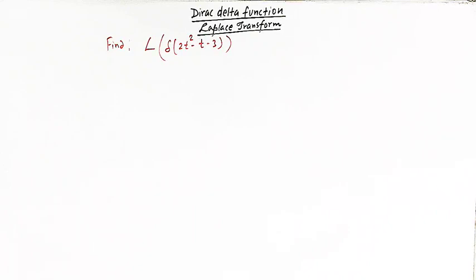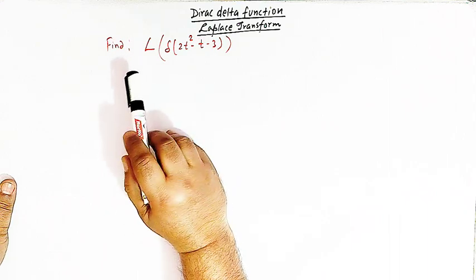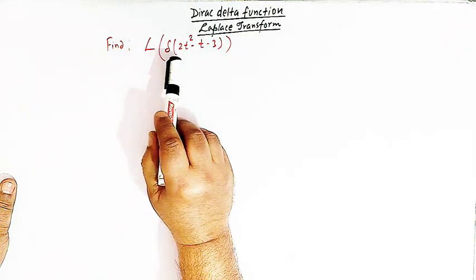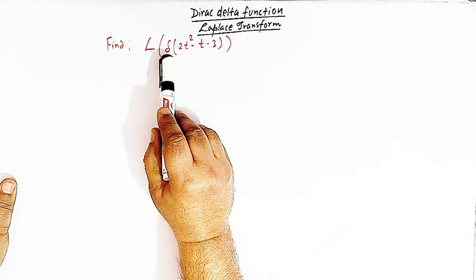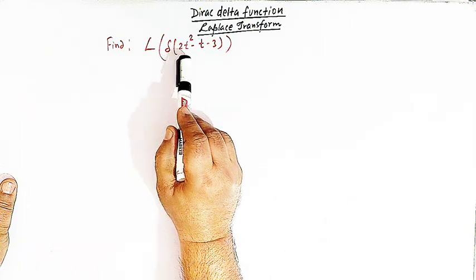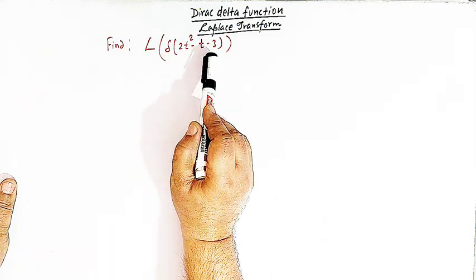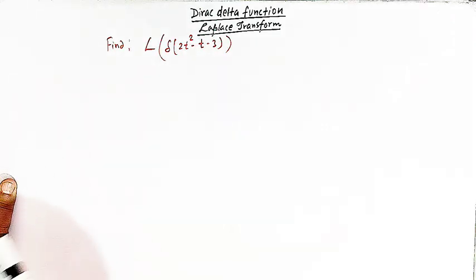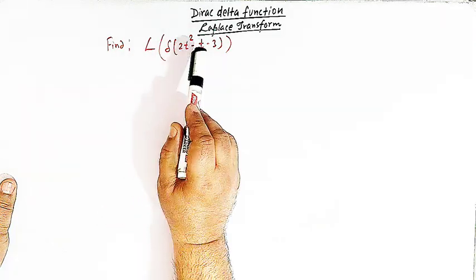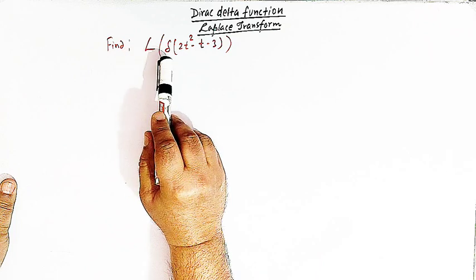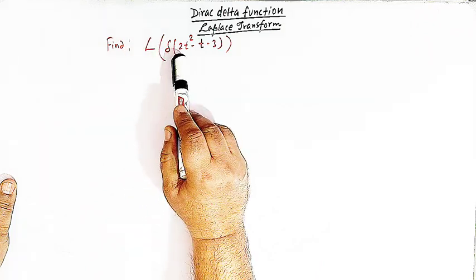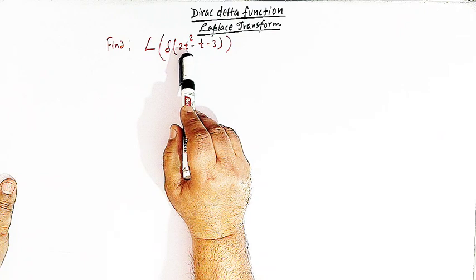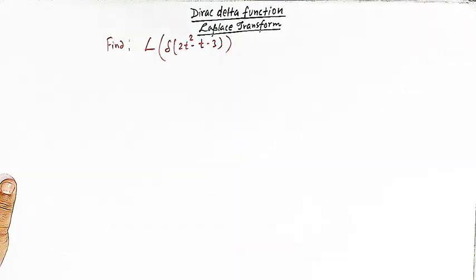Hello viewers, in today's session we are going to discuss an important problem related to Dirac delta function. Here we are going to find out the Laplace transform of the delta function, that is delta of 2t square minus t minus 3, right? In this class we'll see how we can find out the Laplace transform of a delta function in which we have a quadratic polynomial, right? So let us start.